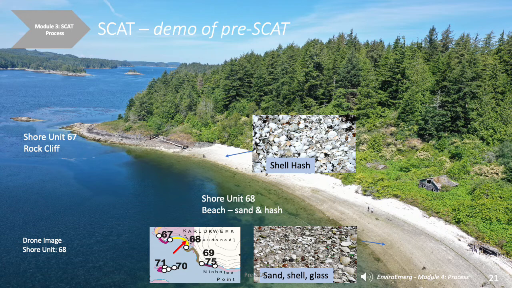Though the coastal map shows Shore Unit 68 as a sand beach, it's actually a sand and shell hash. The shell hash is a remnant of a midden. As well, from the aerial video, you can see that this is an abandoned village site. Right away you can tell that this is a culturally important area for First Nations. From the aerial view, you could tell that this is also a protected area.